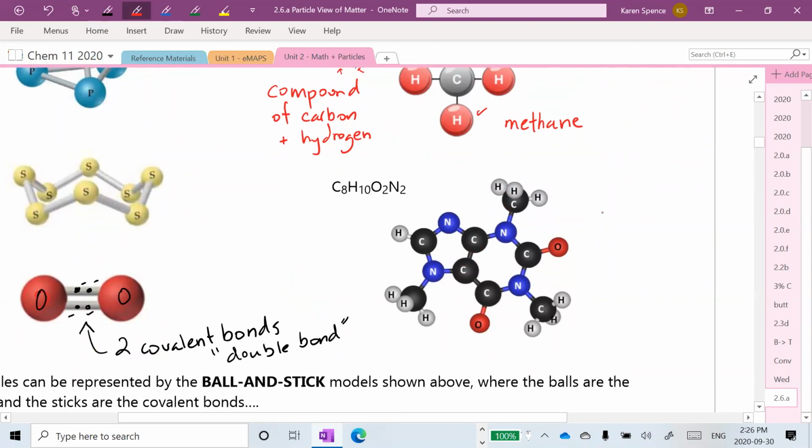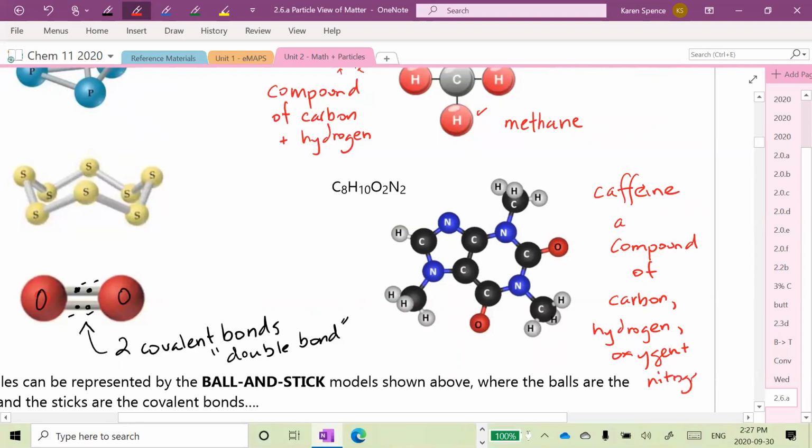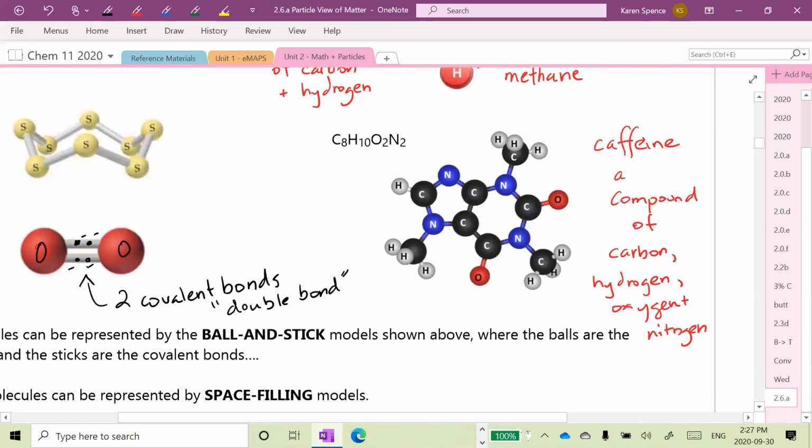And then, what is this thing? I think, if I'm not mistaken, this is caffeine. It might be nicotine, but I think it's caffeine. And it is a compound of carbon, hydrogen, oxygen, and nitrogen. It's super complicated. If you were to go through and count, you would find 10 hydrogens, 8 carbons, 2 oxygens, and 2 nitrogens.